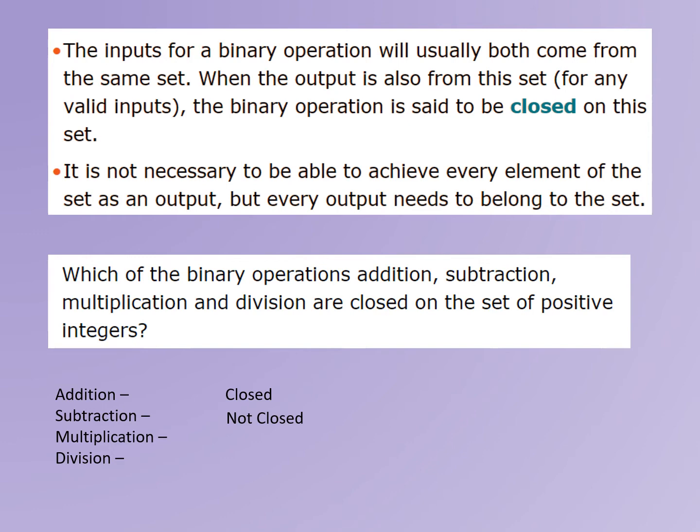Multiplication, multiplying two positive integers together, will always give a positive integer as the output, so multiplication is closed on the set of positive integers. Division will not always give an integer. Sometimes doing a positive integer divided by another positive integer may give a fraction, for example 2 divided by 5. So division would not be closed on this set.